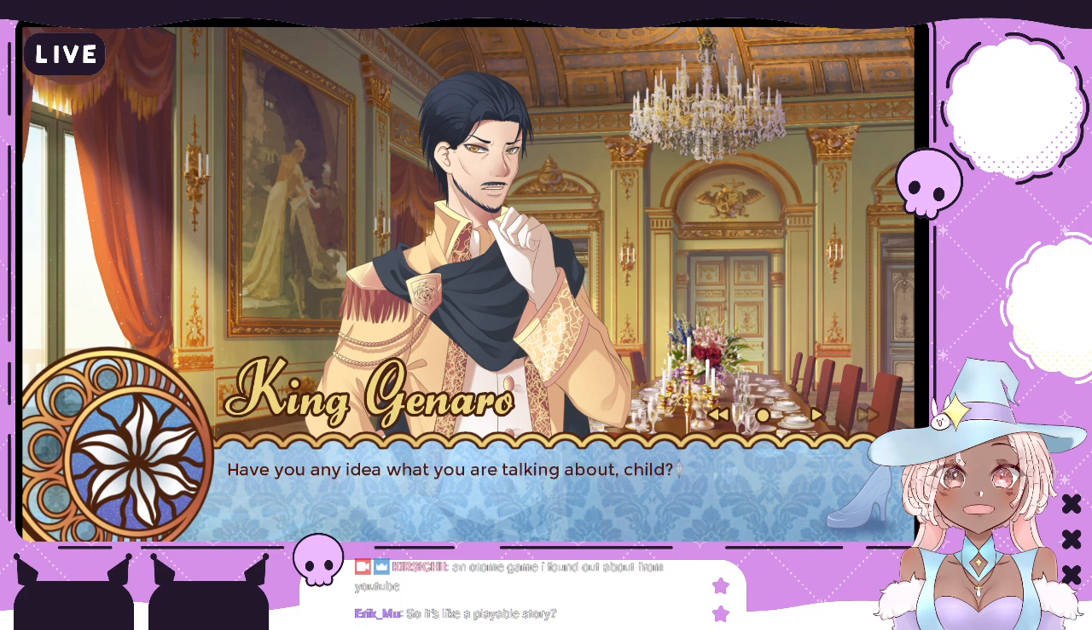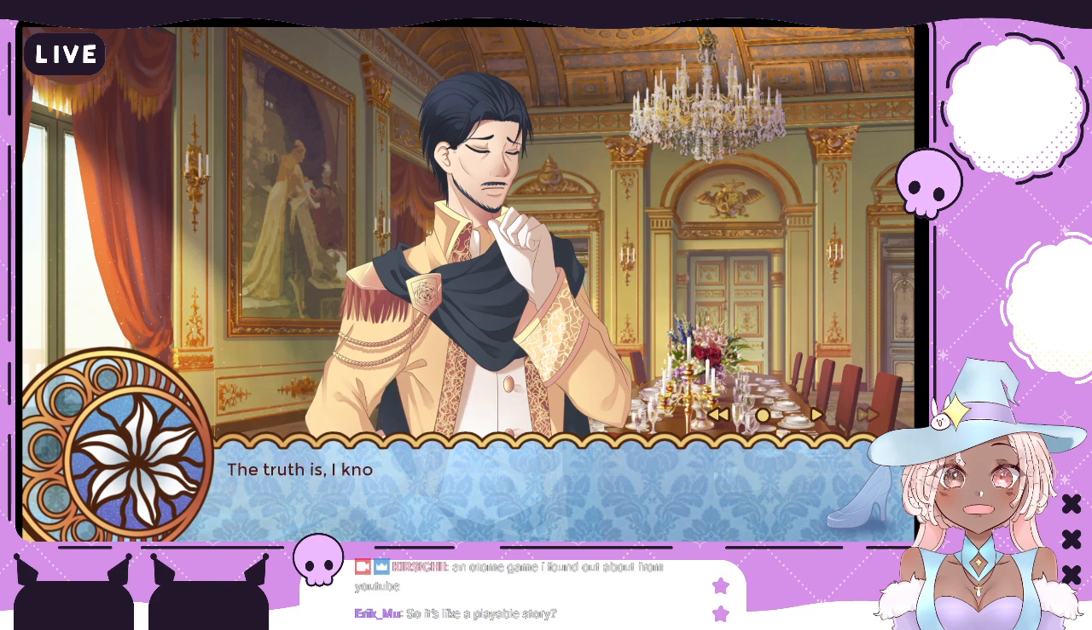Have you any idea what you are talking about, child? Witches have caused nothing but pain and suffering to this kingdom. Even now, they still spread the fairy tale curse to our innocent subjects.